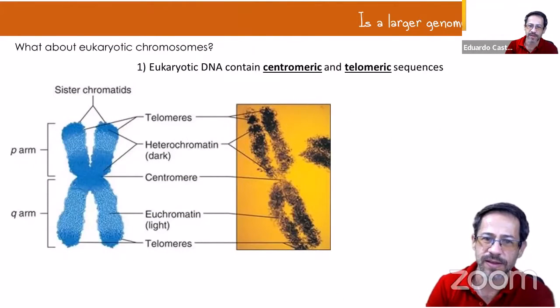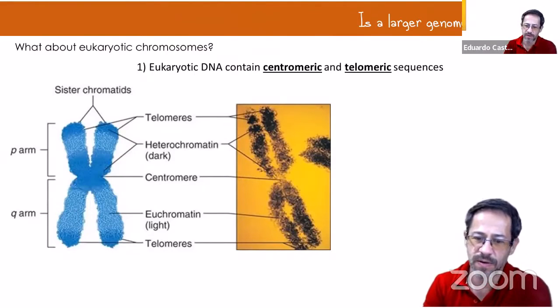So the first point is that eukaryotic DNA contains centromeric and telomeric sequences. And what are these sequences? If you remember, in bacteria the chromosomes are circular, and in eukaryotic cells they are linear. So one of the big differences is that there are two structures in eukaryotic cells that are not present in bacteria. These are called centromeres and telomeres. So what are these structures?